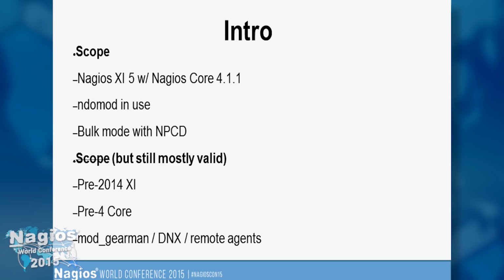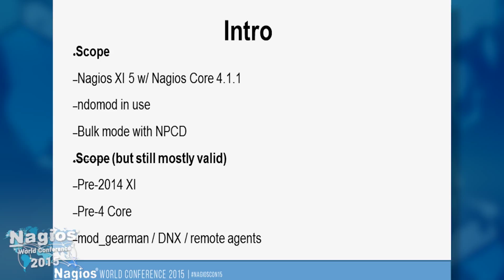But what is not in scope, but still for the most part pretty valid, XI versions before 2014, there were some changes, particularly between 2012 and 2014. Same goes with Core 4, 3.5 to Core 4. There were some big changes. And I'm not going to go into like mod gearman or DNX or any other remote agents. We're going to keep this as a pretty vanilla set of checks. Runs on the Nagios machine, active check, comes back, notifications, things like that.